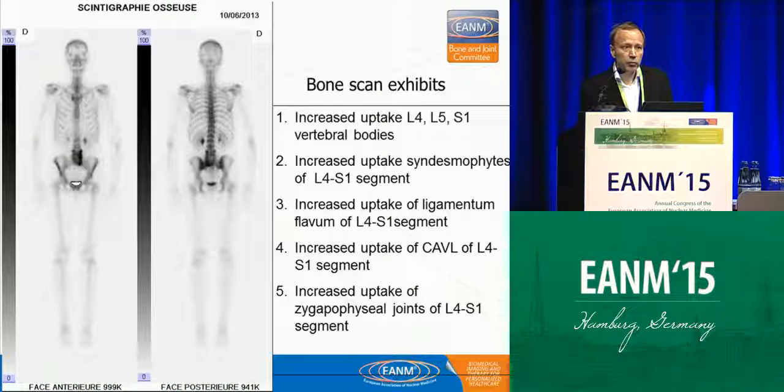So first question, multiple choice question. The bone scan exhibits increased uptake in L4, L5, S1, increased uptake of syndesmophytes, increased uptake of ligamentum flavum of L4 S1 segment, increased uptake of common anterior vertebral ligament of L4 S1, or increased uptake of facetal joints of L4 S1 segment. It's now up to you to vote.